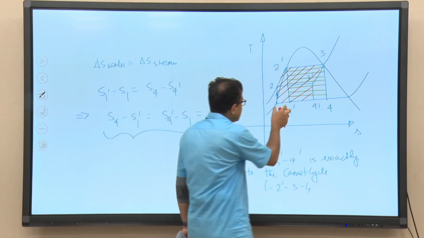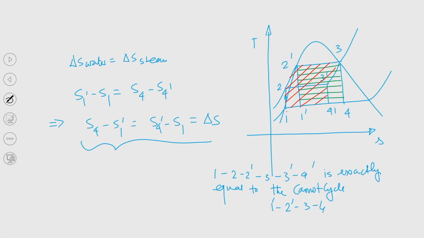So, since this quantity is equal to delta S, and if I use a different color, say this, this is also delta S, right. So, this is A prime, B prime, right.